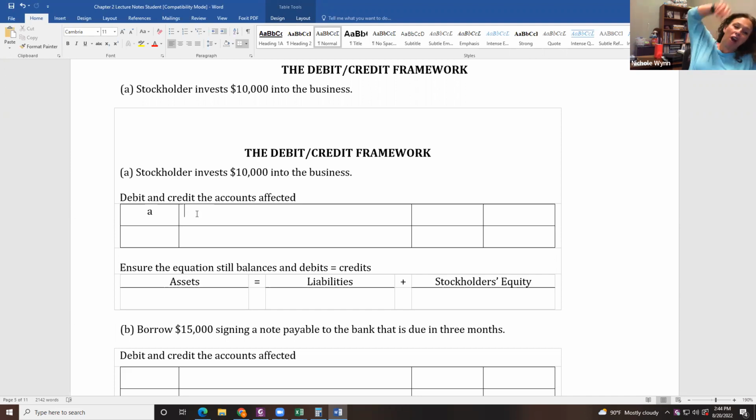So stockholder invests 10,000 in the business is going to be cash and common stock. Those are the 2 columns you would use in your table, cash and common stock. So the question is, I'll always ask you about cash first. Are you receiving cash or paying cash?